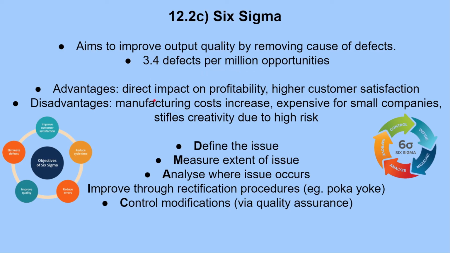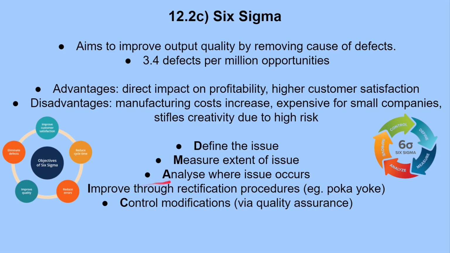Advantages of Six Sigma: it impacts profitability and increases it because there's going to be less wasted products, fewer mistakes, higher efficiency basically, and therefore higher customer satisfaction. Disadvantages: manufacturing costs can increase because you're being more specific about tolerances and making things perfect, and it can be expensive for small companies to introduce. It also stifles creativity because they're aiming for perfection. So less creativity, because creativity causes risk and can lead to more problems.